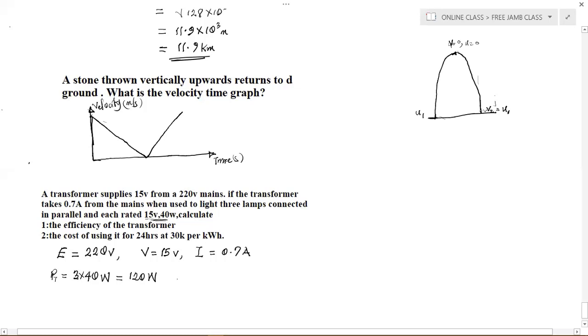Then they say we should find the efficiency. If you are looking for efficiency here, you use the main source, not the 15 volts produced. So the main source is 220. Is that okay? So here, the overall power that we have is the total power input. That will be IE in this case.